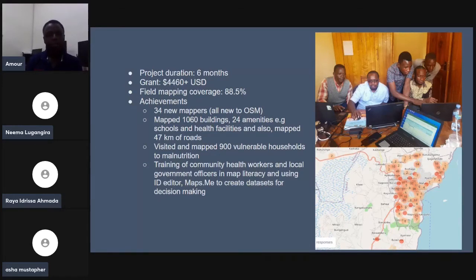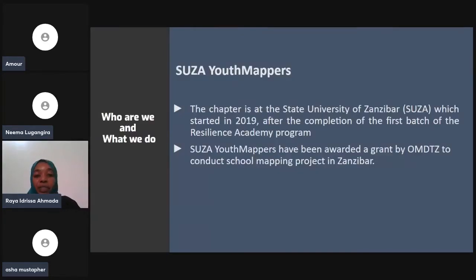So Raya, karibu. So as Amr has introduced me, my name is Raya Idris Ahmada, and I'm an assistant lecturer at the State University of Zanzibar, but I'm also the SUZA Youth Mappers mentor. And today I'll be talking on behalf of SUZA Youth Mappers. Luckily, we were able to obtain a grant from OMDTZ for the school mapping project.